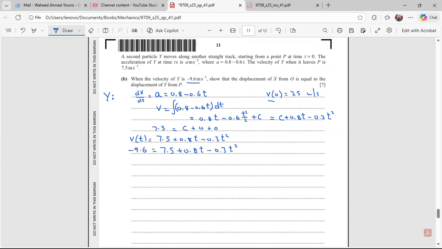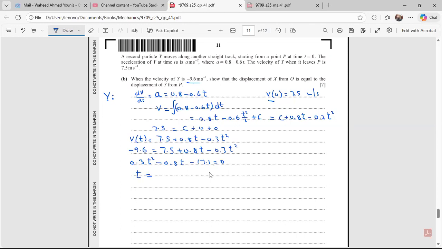Okay, if I bring everything on the left side, it is 0.3 t square minus 0.8 t. And when I add these two things together, because when 7.5 goes to the left side, it becomes negative again, and both together it becomes minus 17.1. Minus 17.1 equals 0. Okay, now this is a quadratic equation. I need to solve it. Let's use the quadratic formula.